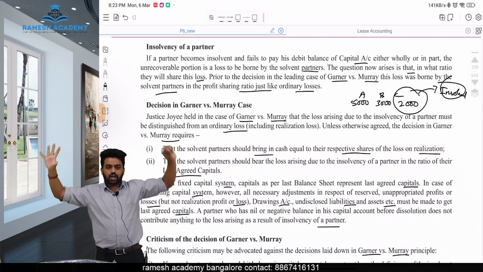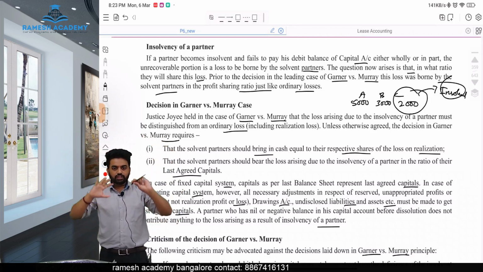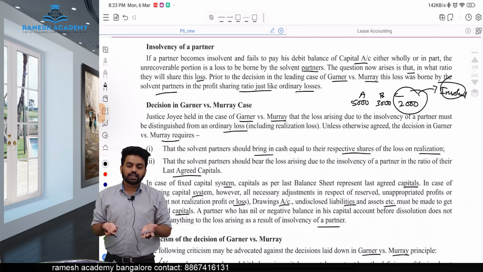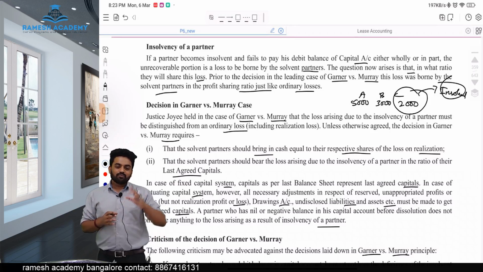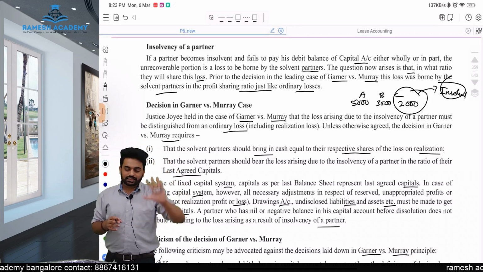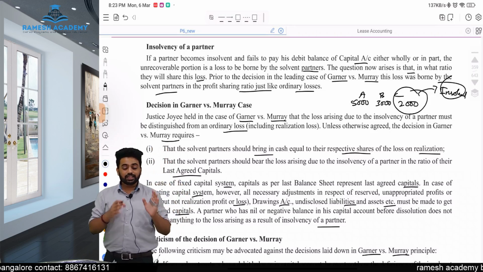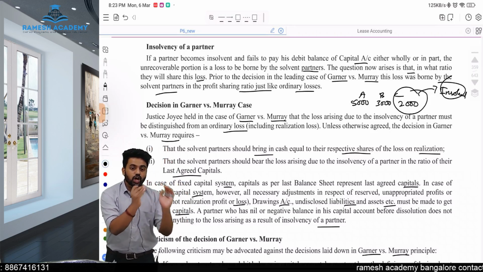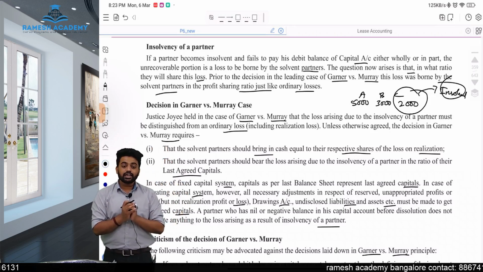After doing all the transactions and all the entries, C might show a debit balance. If it were a credit balance, he would not become insolvent, right? So C will show a debit balance. That is, our insolvent partner will show a debit balance. That debit balance should be borne by our solvent partners in which ratio, sir? Capital ratio.